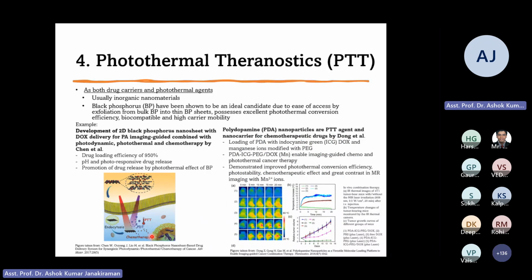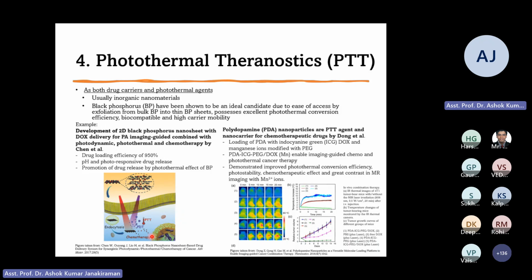Another example, for both drug carrier and photothermal agents. Usually inorganic nanomaterials are used as the agent, that means the drug carrier here, to treat the cancer. Black phosphorus has been shown to be an ideal candidate due to its easy access, conversion efficiency, biocompatibility and high carrier mobility. So that's why we chose black phosphorus as an ideal candidate to do the photothermal theranostic.